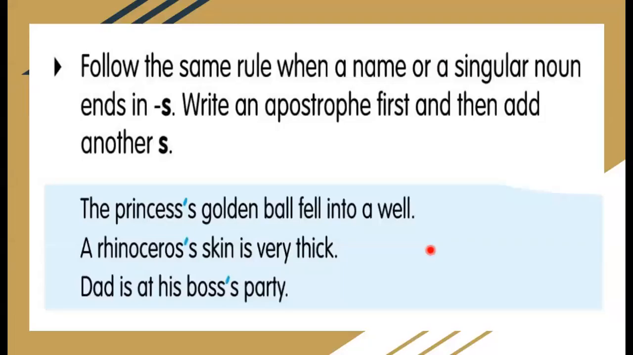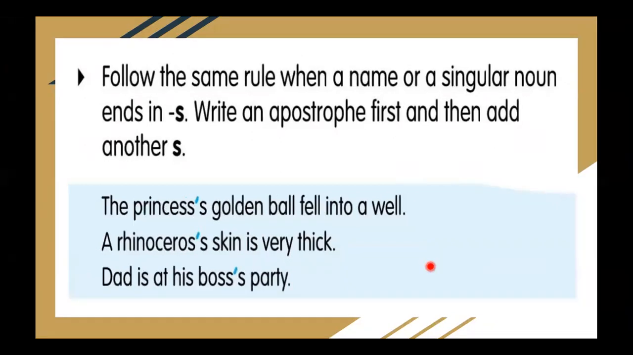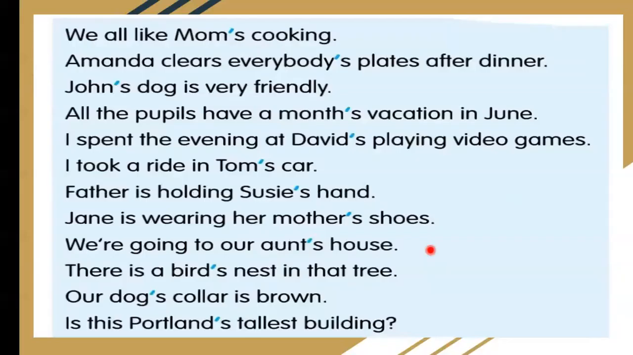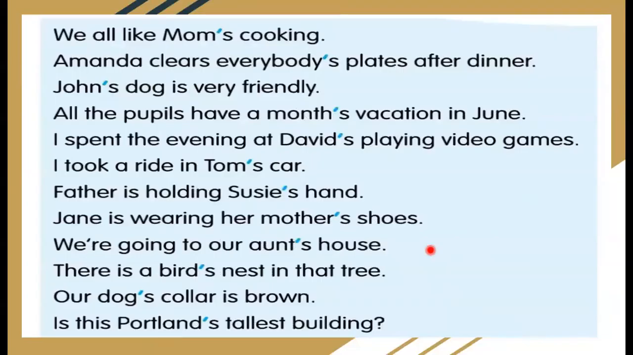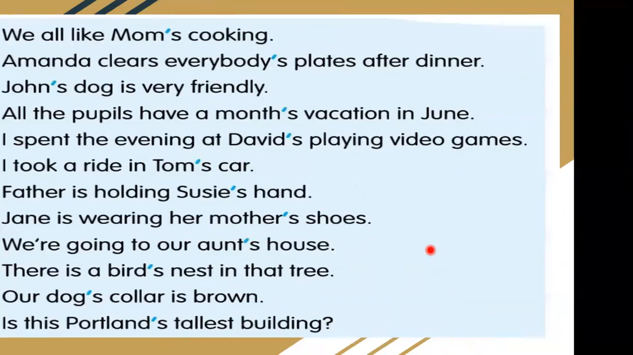Now second rule, in case of singular nouns. हम अभी singular nouns की बात कर रहे हैं, all right? अभी हमने जो देखा, Michael, Peter, squirrel, John, mom, these are not ending with S. ये singular nouns है जो S पर खत्म नहीं हो रहे. So in this case, you are adding an apostrophe and then adding an S. Moms, dads, Toms, Susies, mothers, aunts, like that.